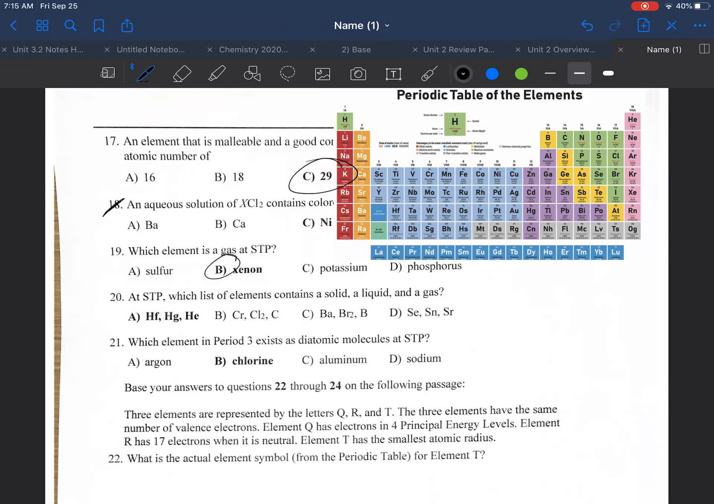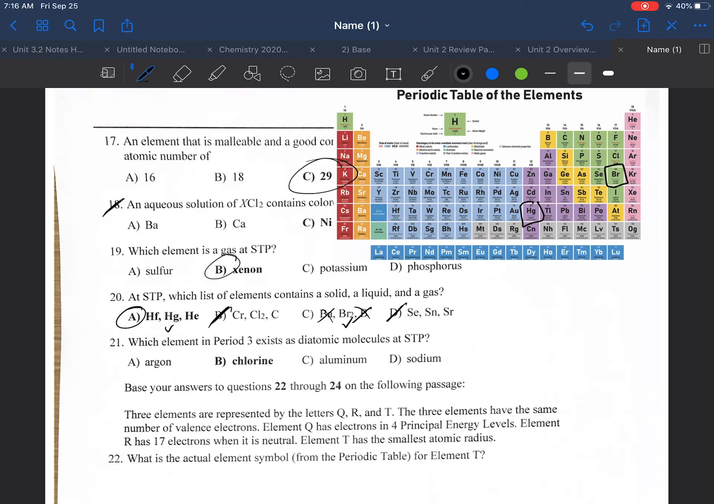Then at STP, or standard temperature pressure, which lists the elements that contain a solid, liquid, and a gas. So what I would do right away is we only have two liquids, bromine and mercury. So I would make sure that at least the combination has one of those in it. So can't be this guy or this guy. Then I would make sure, okay, so we have our liquid. Now I'd find gas. Which ones are gases? Boron's a solid, and so is barium. So that leaves us with A.